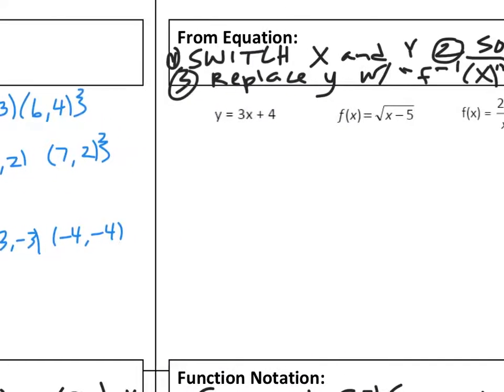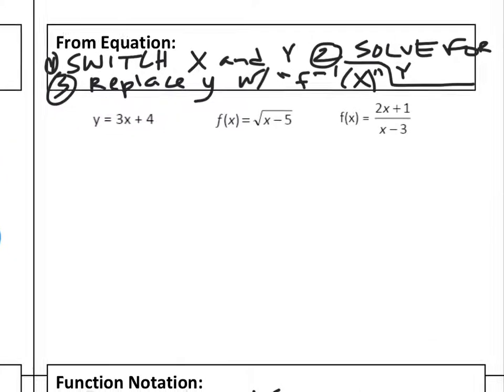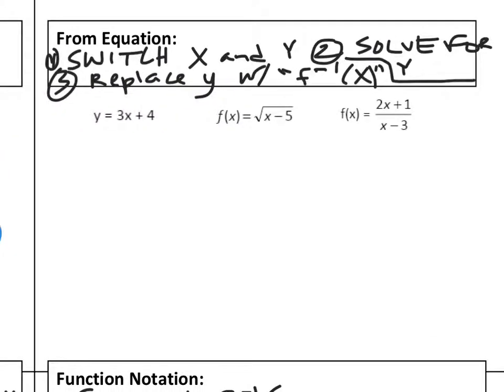When we're solving for equations, what we do is switch x and y, so the same first step, but now I have an equation, so we're going to solve for that new y, then replace y with f inverse of x. And for inverse, it has this little exponent of negative 1. Don't ask me why. That's actually really annoying. But moving on with our life.